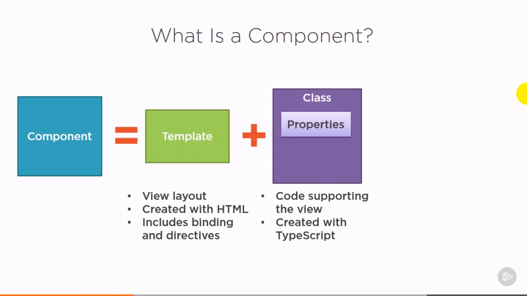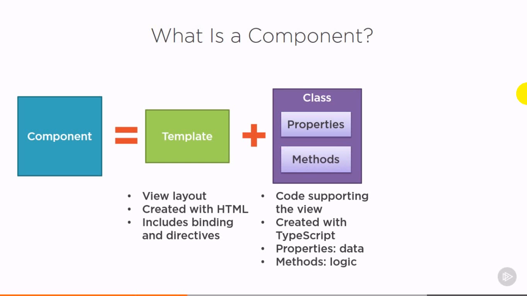The class contains the properties or data elements available for use in the view. For example, if we want to display a title in the view, we define a class property for that title. The class also contains methods, which are the functions for the logic needed by the view. For example, if we want to show and hide an image, we'd write the logic in a class method.